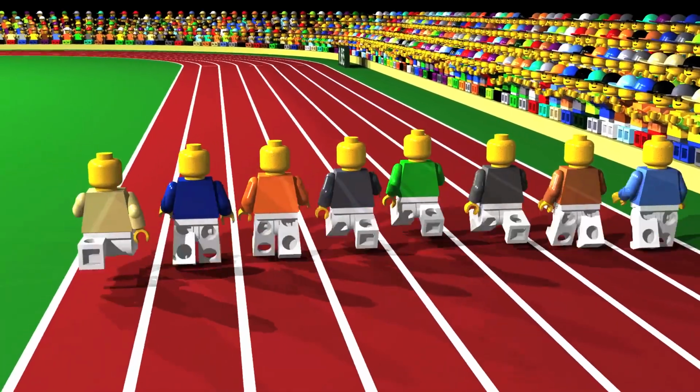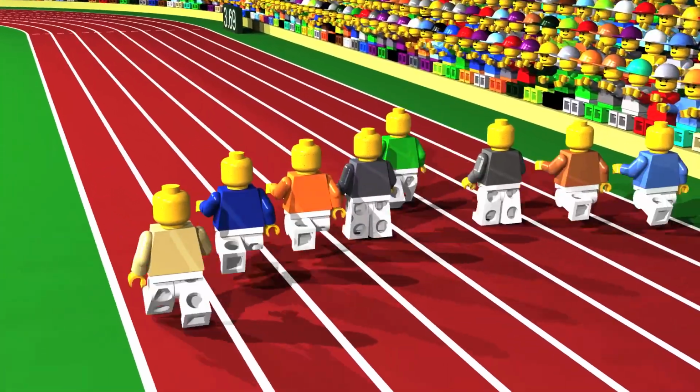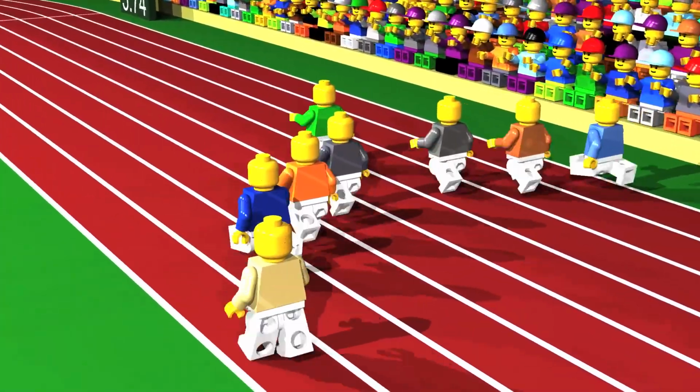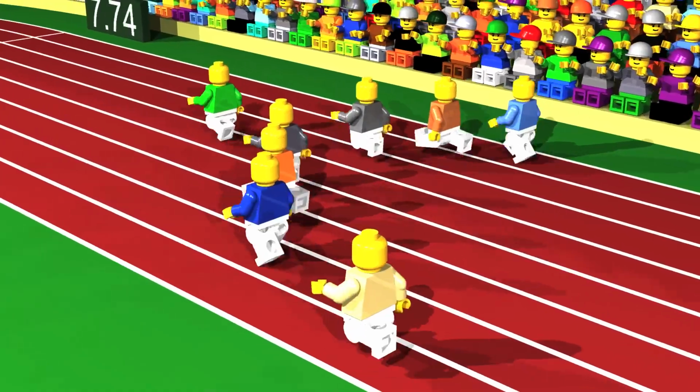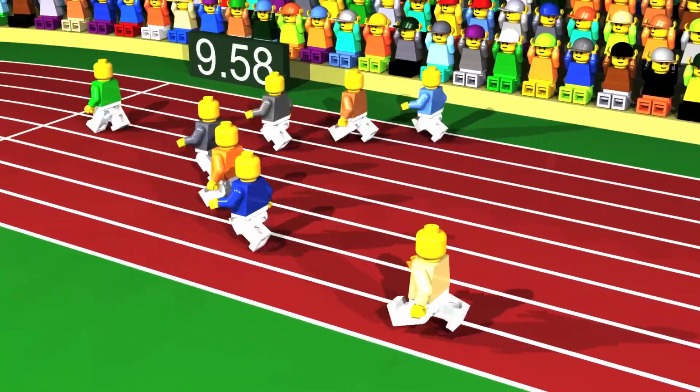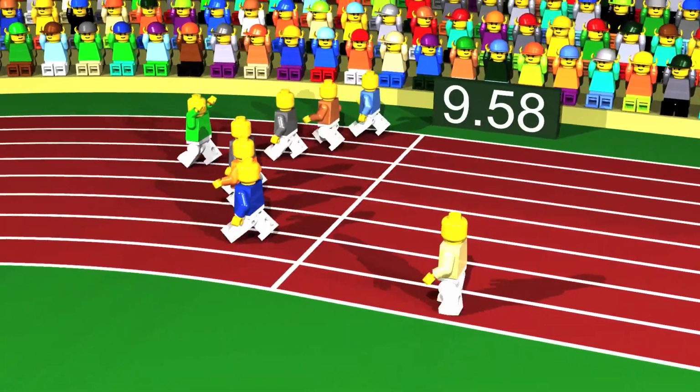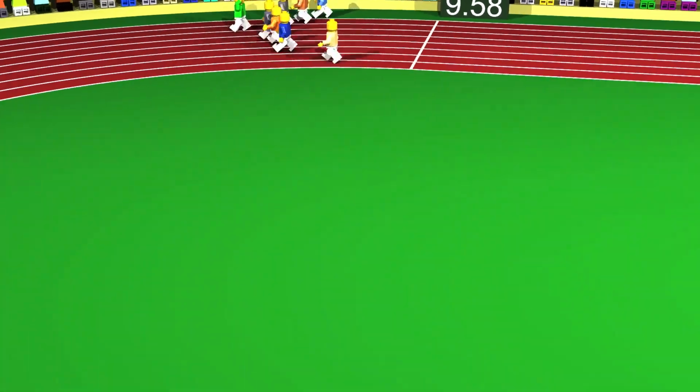A 100-meter race. Who will win? .58 seconds. Bravo!